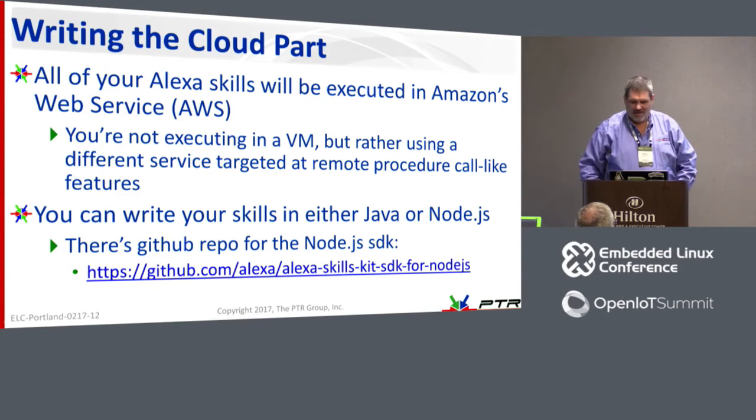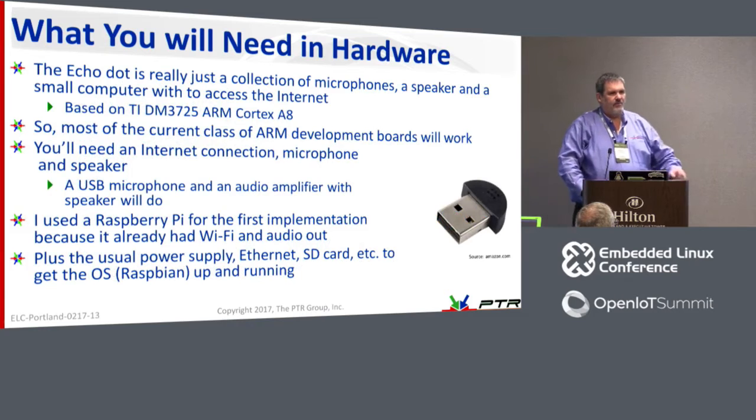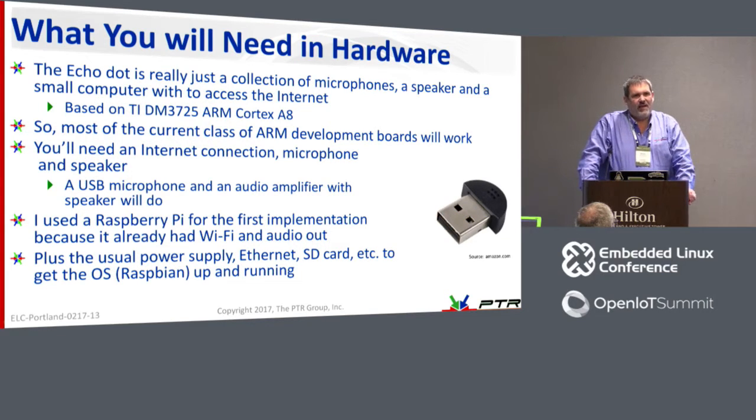So once you have that skills kit and you write the cloud part, now you need to say, okay, well, I've got this skill that's defined, and you can test the skill with the Amazon Echo. The Echo itself, the little Echo Dot, it's only like $40. So you can get that, plug it in, test it, make sure you've got your skill working up in the cloud, and then move things over to your local platform, your local embedded Linux platform.